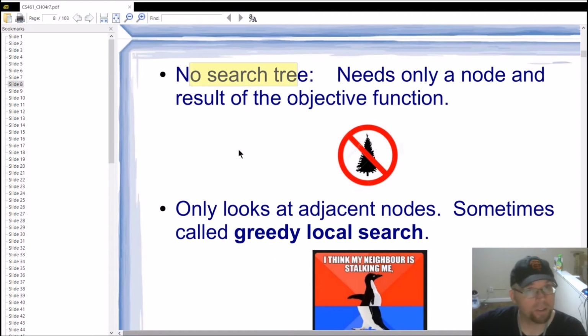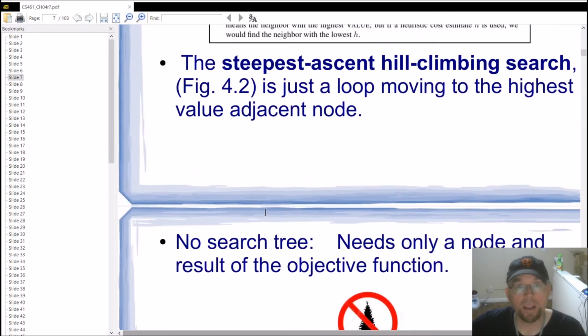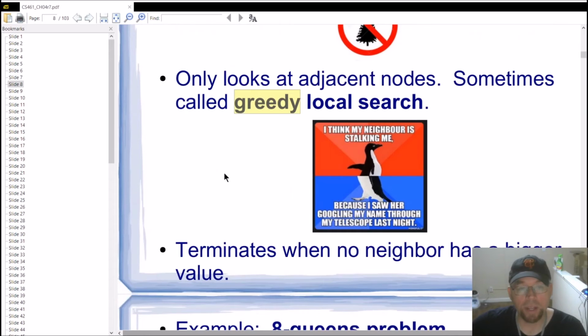Okay, there's no tree. You only need a node and the result of that objective function. And you only ever consider the adjacent nodes that could get generated. Okay, there is no tree. So because of this, it's a local search, but it's a greedy local search because it's steepest ascent. You're always going to go with the best neighbor node you can until you can't find any who are better than you. And then once you can't find any who are better than you, well, then you return. Okay, hopefully I explained that okay.